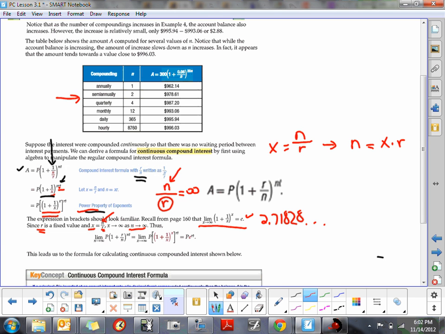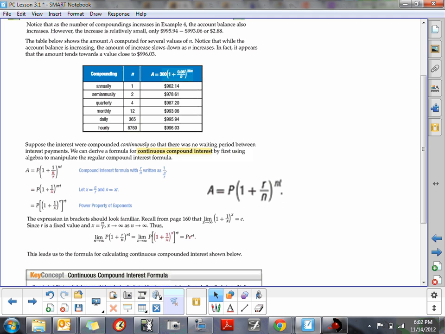So that means if we take the limit as n approaches infinity, so as the number of compounding periods approaches infinity, of this expression, it's really the same thing as this expression letting x approach infinity. And if we let x approach infinity, then the stuff inside of here approaches e. And e represents our natural base. So I tried to give a little explanation about what they're doing in there.